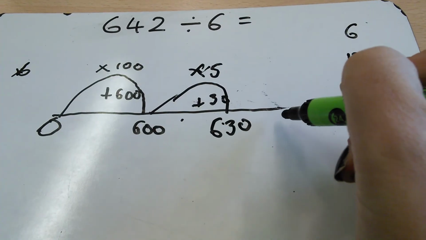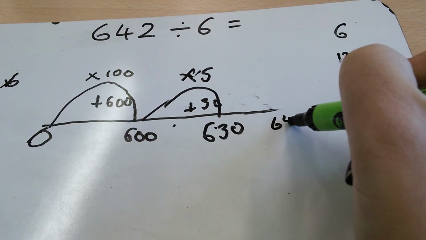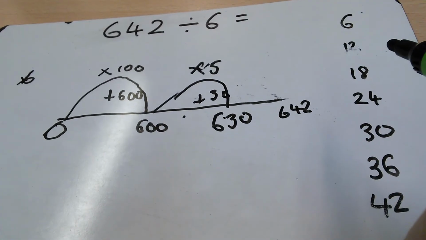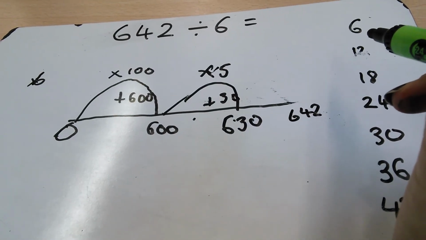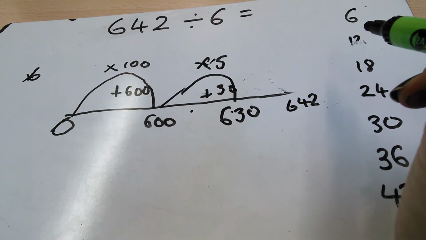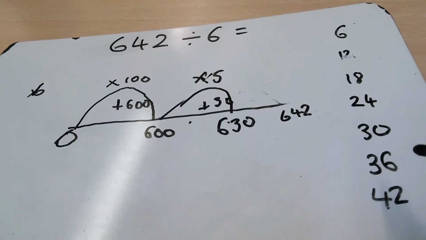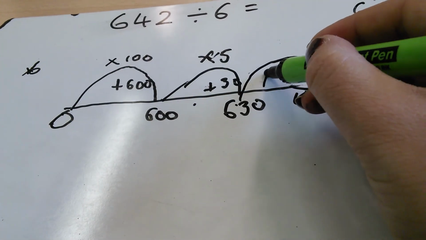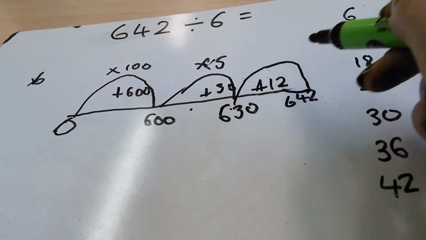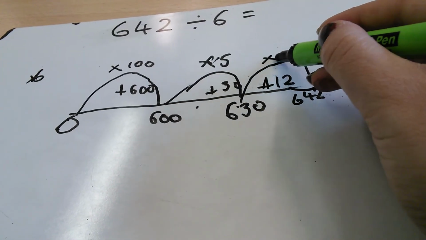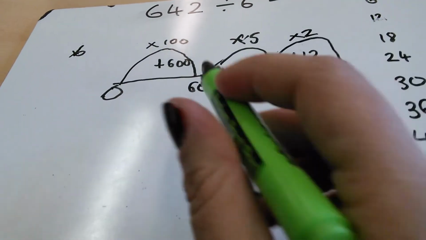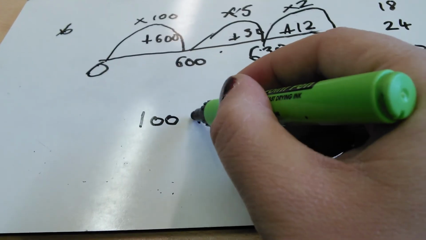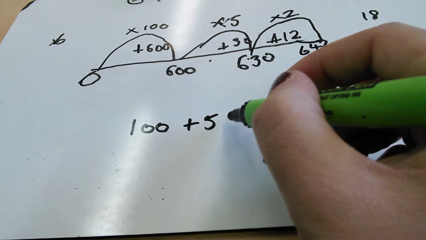Okay. I've got rid of my target number. Okay. So now I've got to get from 630 to 642, and I can only go in multiples of 6 now. How much more is 642 than 630? Is it a number on this list? Yeah, exactly right. It's 12. And you should know that 12 is just 2 lots of 6. Okay, so then these are how many lots of 6 I've got. So I've got 100 plus 5 lots there, and then plus 2 lots.